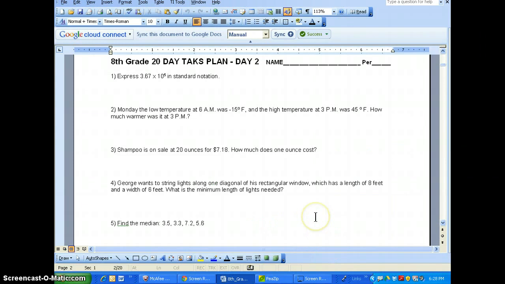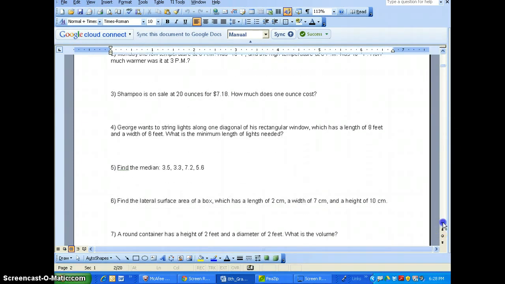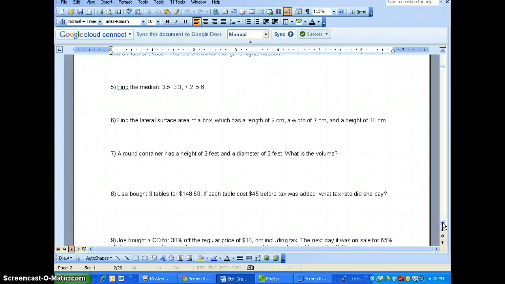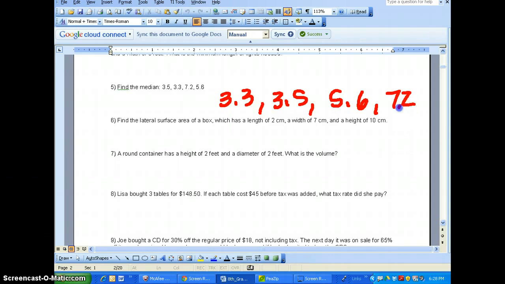Okay, number 5, find the median. What is the median of those 4 numbers? Well, first you're going to have to put them in order from smallest to largest. So 3.3, 3.5, 5.6, and 7.2. The median is the number that's in the middle. How do you find the number that's between 3.5 and 5.6? Yeah, add them together and divide by 2.